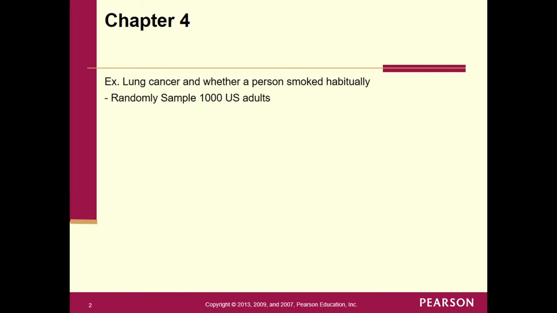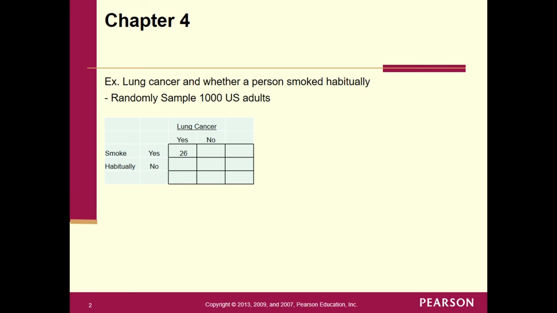All right, so let's say that we randomly sampled 1,000 US adults, and after we did that, we found 26 had lung cancer and smoked habitually throughout their lives. We found 199 that did smoke but didn't develop lung cancer. We had 225 that smoked habitually throughout their lives. We can do exactly the same thing for those that didn't smoke, and we come up with totals down there. For lung cancer, there were 30 people in total that had lung cancer, 190 that didn't, and then we had 1,000 people.